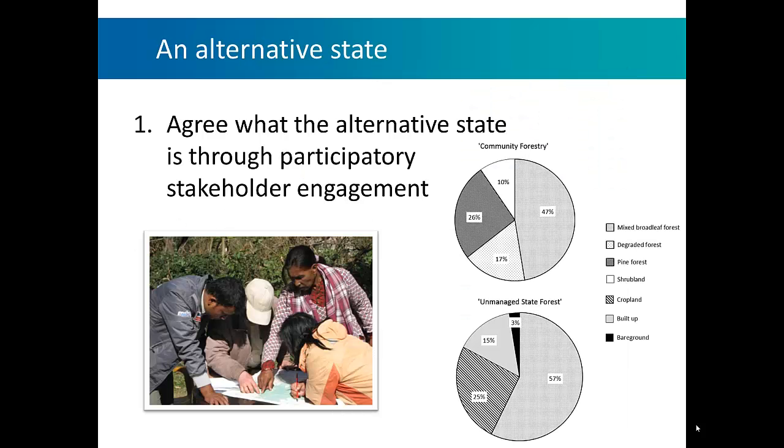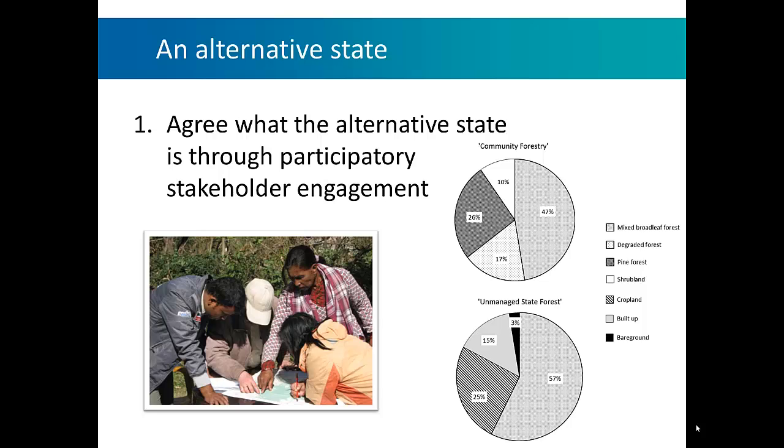So just to give you a real example from one of the studies that we did in Nepal, the first process here was to get together with some of the local people, including the District Forest Office, to discuss what the alternative state of their community forest might be.